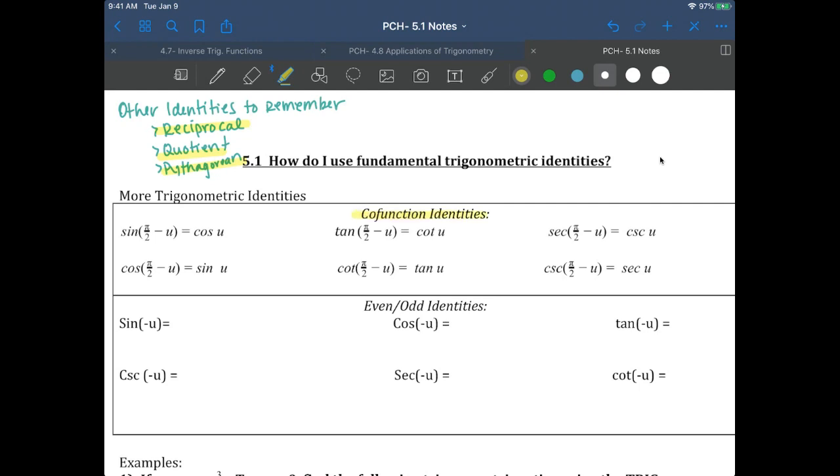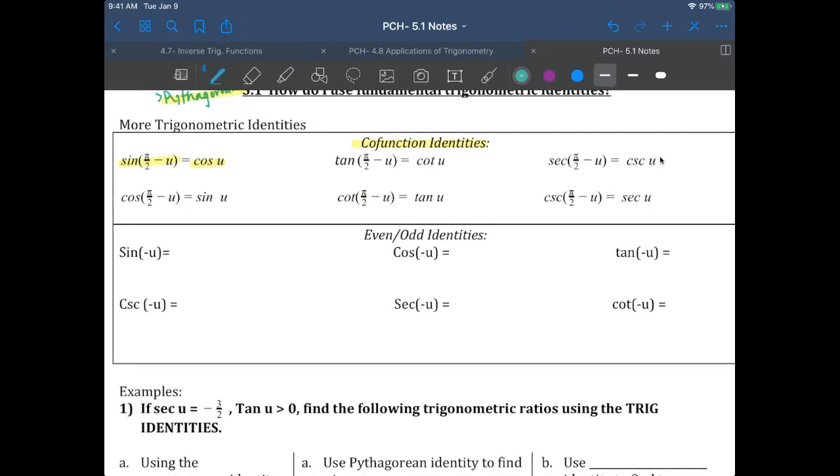We have cofunction identities, which are like the cosine of u is the same as the sine of pi over 2 minus u. So the negative here would be like a horizontal reflection and then shifted over pi over 2 units, and then you get the same cosine graph. So all of these are equal to each other. Write them down. All right, we have even and odd identities.